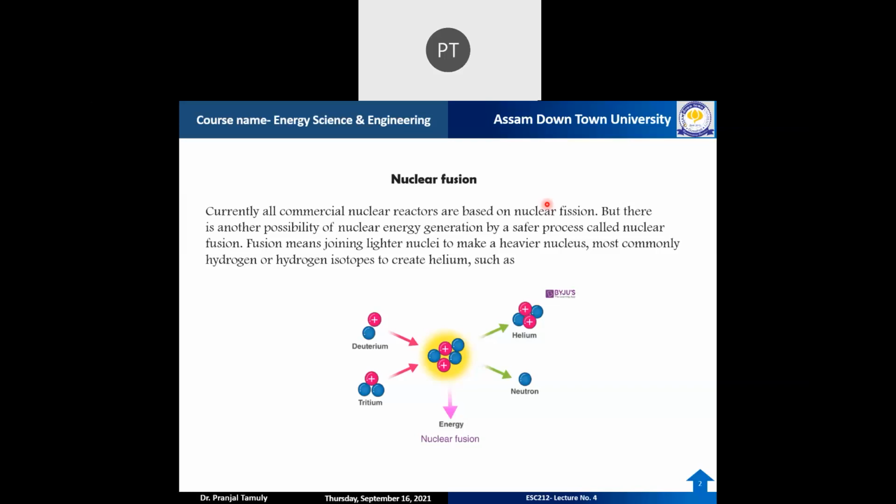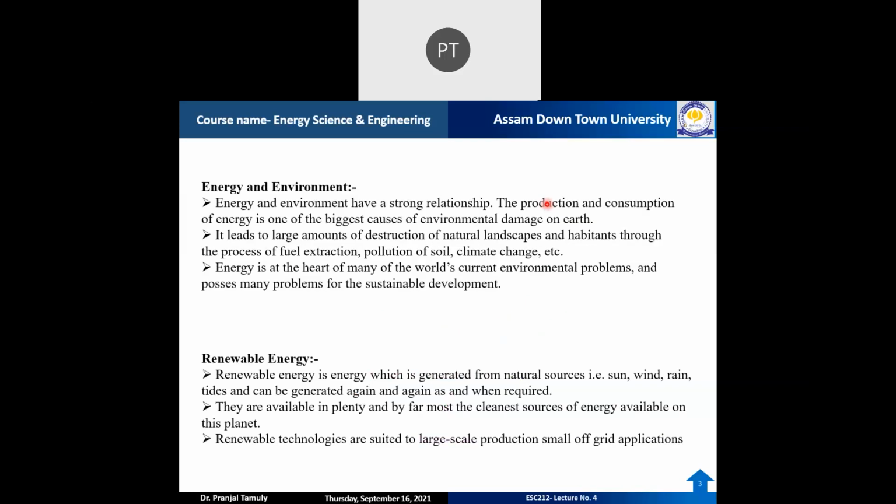So I think this is it for conventional and unconventional sources of energy. Next we will discuss the environmental impact of different sources of energy. So the first topic is energy and environment. Energy and environment have a strong relationship. The production and consumption of energy is one of the biggest causes of environmental damage.